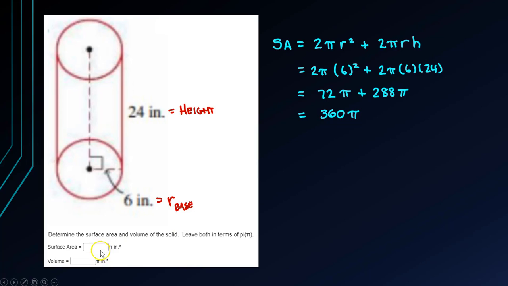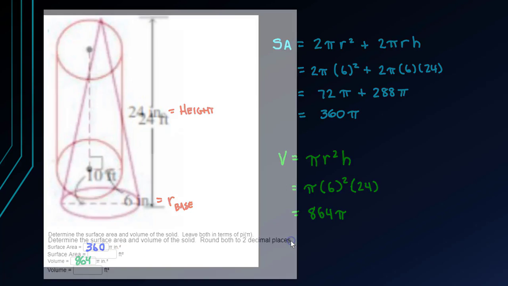And since the pi is already down here in the answer, I'm just going to put in the 360 in there. For the volume, it is given by pi r squared times h. So again, I'm just going to insert the 6 and 24 where they're needed. So pi times 6 squared times 24, which comes out to be 864 pi, and that's going to be in cubic inches. Again, since the pi is already down here as part of the answer, I'm just going to put in the 864.